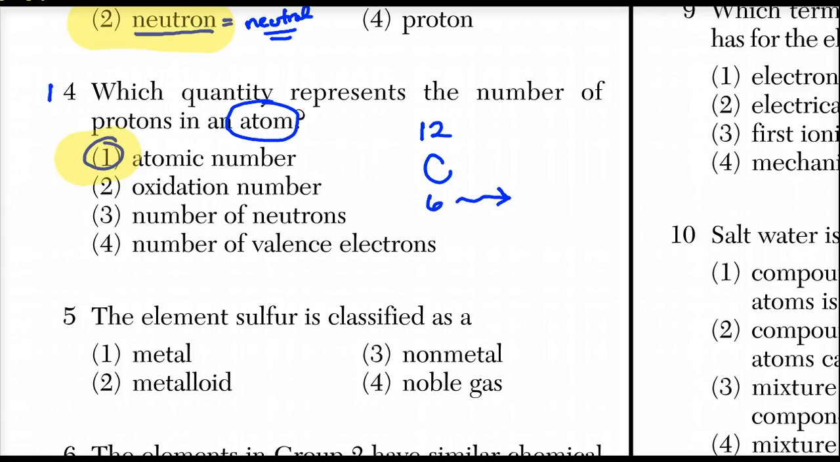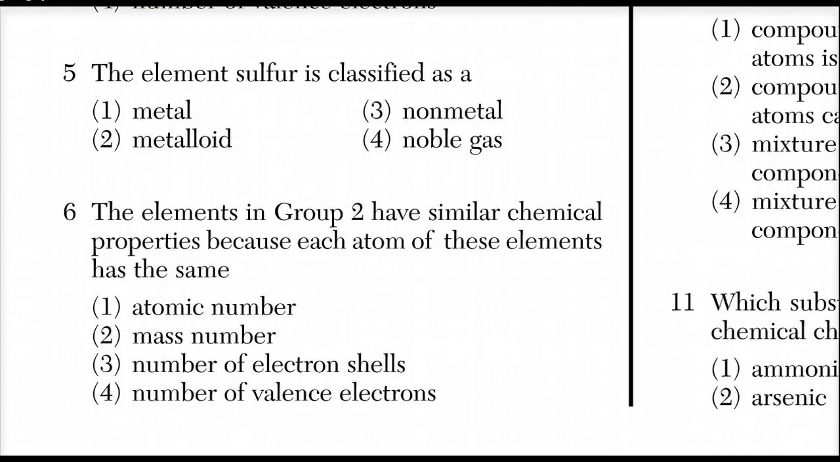Okay, number 5. The element sulfur is classified as a what? Well, where is it on the periodic table? The choices are a metal, which most atoms in the periodic table are. The metalloids have properties of both metals and nonmetals. A nonmetal, okay, is about a third of the periodic table.